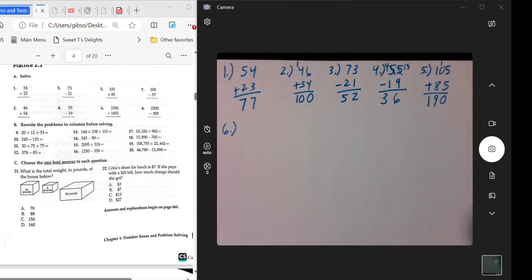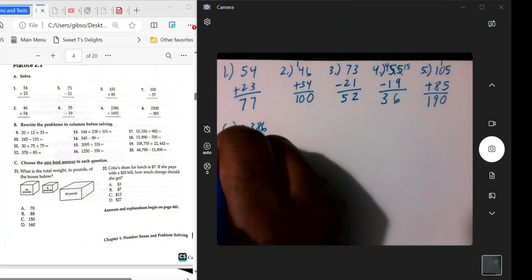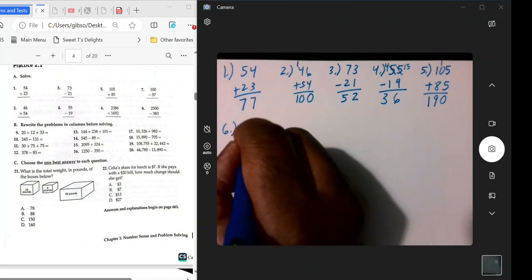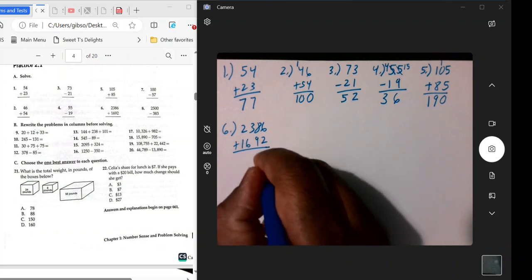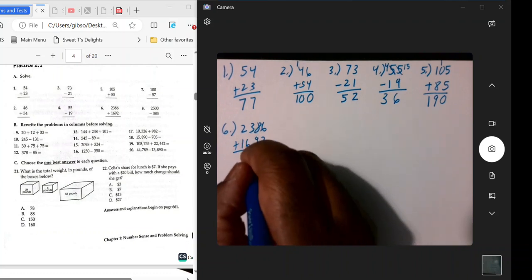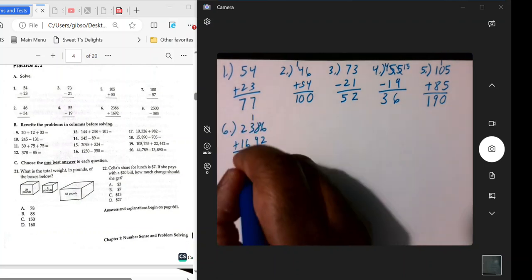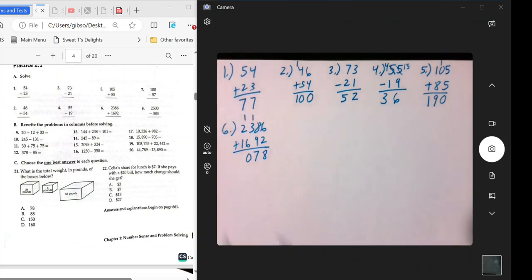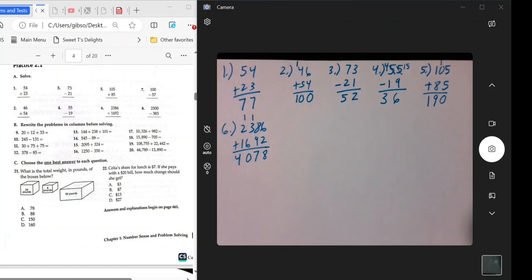Problem number 6, we have 2,386 plus 1,692. Again, we must perfectly align the place values of these digits, and then we can add. 6 plus 2 is 8. 8 plus 9 is 17. Bring down your 7, carry your 1. 1 plus 3 is 4, plus 6 is 10. Bring down your 0, carry your 1. 1 plus 2 is 3, plus 1 is 4. So our final answer here is 4,078.